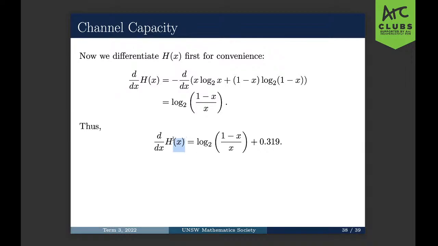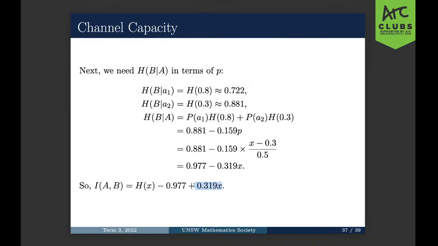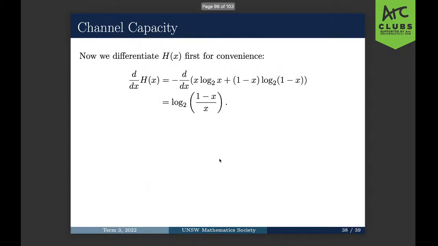Okay, this is a typo. This should be mutual information. d/dx of I(A;B) should be log2 of (1 minus x) over x. So that's just the derivative of H(x), plus the derivative of this side here that we just neglected for a bit. So we found the derivative of this, we find the derivative of that, that's just 0.319, and we just add them together. Again, this should be I(A;B).